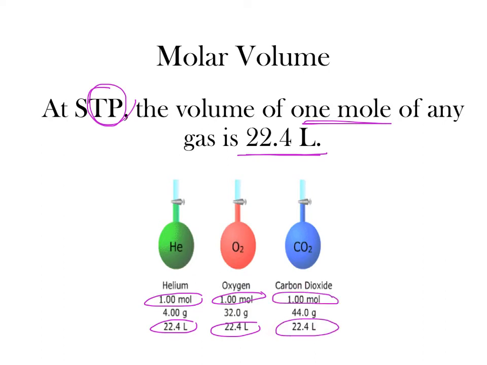Notice that their masses will not be the same because a mole of helium weighs only 4 and a mole of carbon dioxide will weigh 44. But they will have the same number of moles, the same volume, the same temperature, the same pressure, even though the masses will be different.